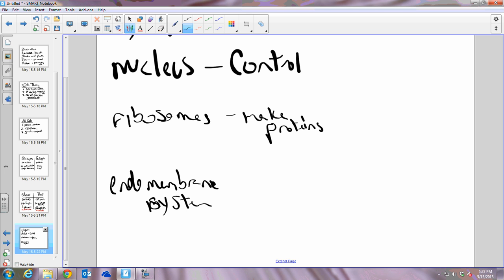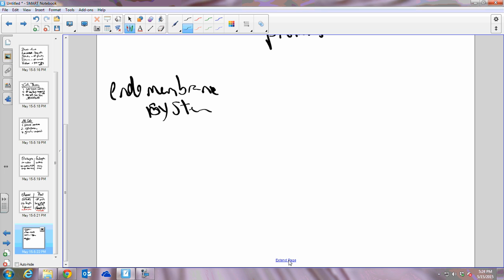There is the rough ER, or the endoplasmic reticulum. There's the rough and smooth ERs. The endoplasmic reticulum is part of this endomembrane system near the nucleus, involved in the production and transport of cellular components, things like proteins. The rough version is covered with ribosomes, so proteins are made there. The smooth version is the site of lipid synthesis for the membrane, and also some cell detoxification.